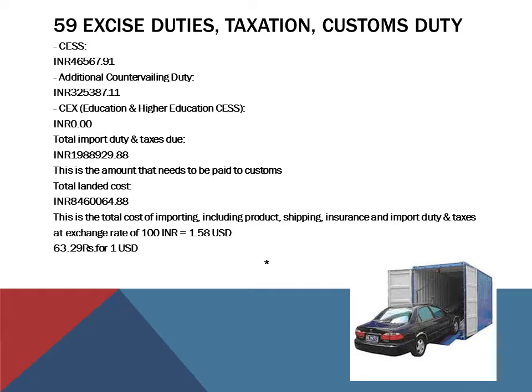Total import duty and taxes due: Indian rupees 19,88,929.88. This is the amount that needs to be paid to the customs. Total landed cost will be 84,60,064 rupees and 88 paisa. This is the total cost of importing including product, shipping, insurance and import duty and taxes, at an exchange rate of 100 rupees equal to 1.58 USD. That is rupees 63.29 for 1 USD.